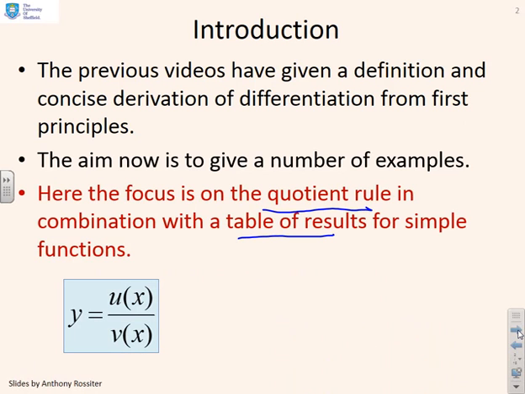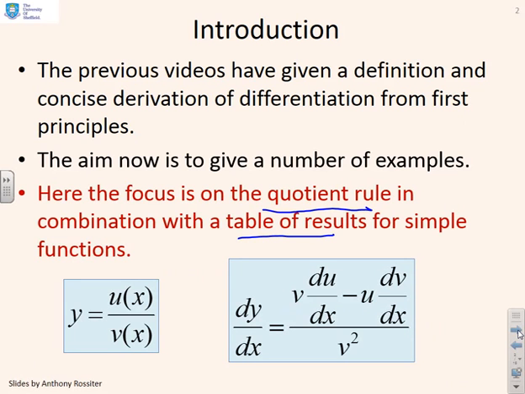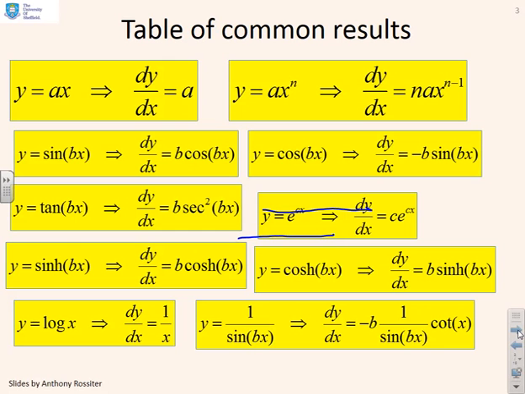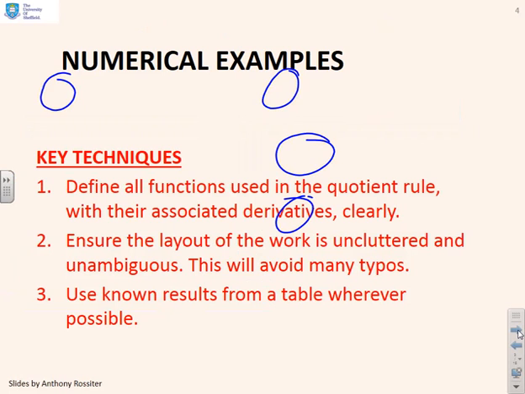So here's the quotient rule. If y is given by u of x over v of x, then the derivative dy dx is given by v du dx minus u dv dx, over v squared. This resource will just focus on a number of examples using this rule. We're going to exploit a table of common results, so it's assumed that students have access to the derivatives of simple functions, so things like ax, ax to the n, cos bx, e to the cx, and so on.